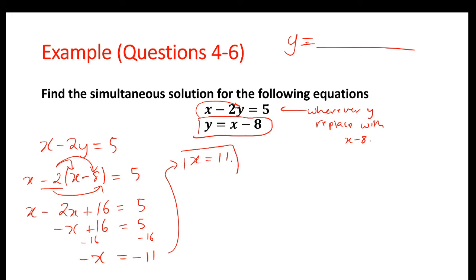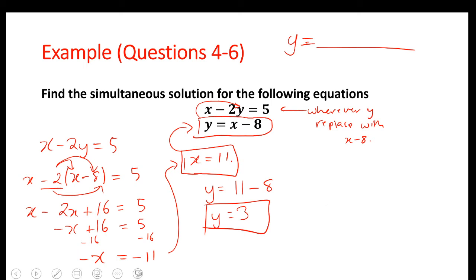Now, to solve for the value of y, I'm going to replace the value of x in either one of the two equations again. In this case, I'm going to replace it in the first one because it's already in the form y is equal to, and that's the value I'm trying to find. So y is equal to 11 minus 8, so y is equal to 3. And again, you can verify that that's true by substituting both of those values into either of the two equations, and you should get the same answer for both.